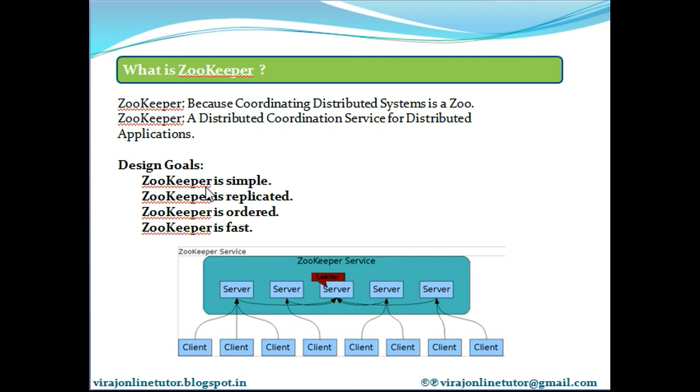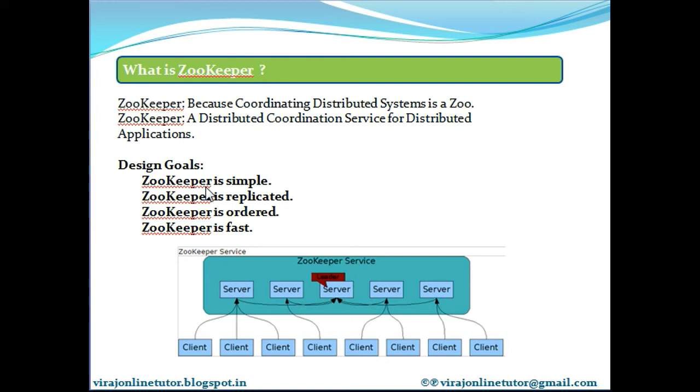Unlike a typical file system which is designed for storage, Zookeeper data is kept in memory. This is a very important point. It means Zookeeper can achieve high throughput and low latency numbers because it's in memory.